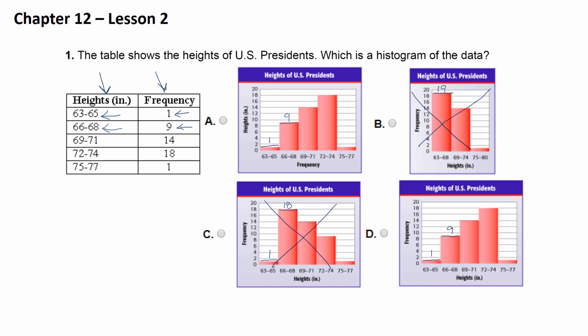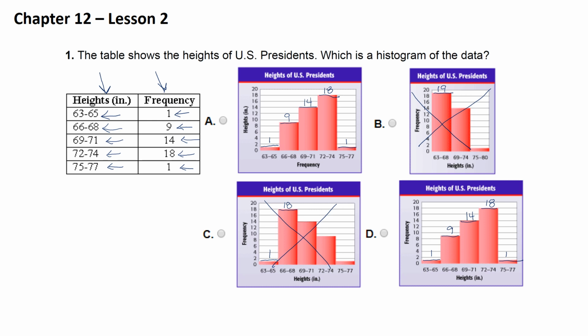For intervals of 69 inches to 71 inches, we're looking for a frequency of 14. In graph A, we have 14, and in graph D, we have 14. For an interval of 72 inches to 74, we have a frequency of 18, and graph A shows 18, and graph D shows 18. For a height of 75 inches to 77 inches, we're looking for a frequency of 1, and graph A shows 1, and graph D shows 1.